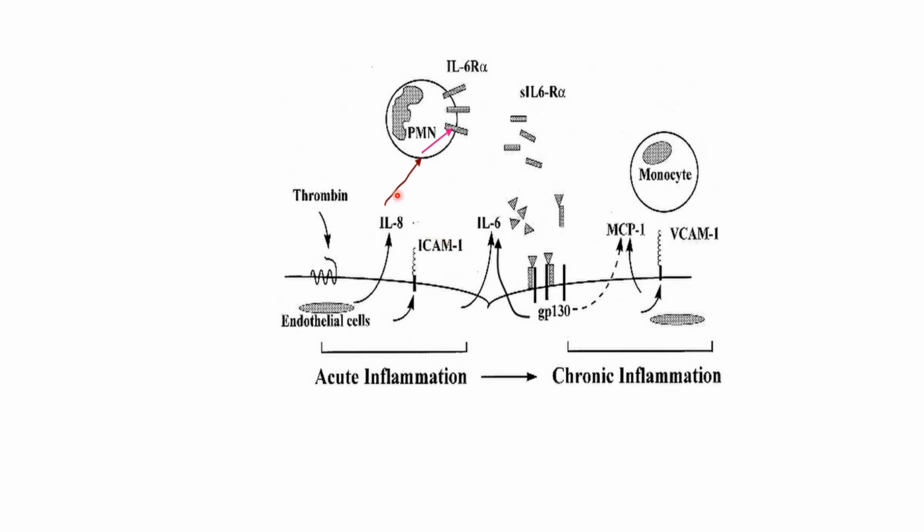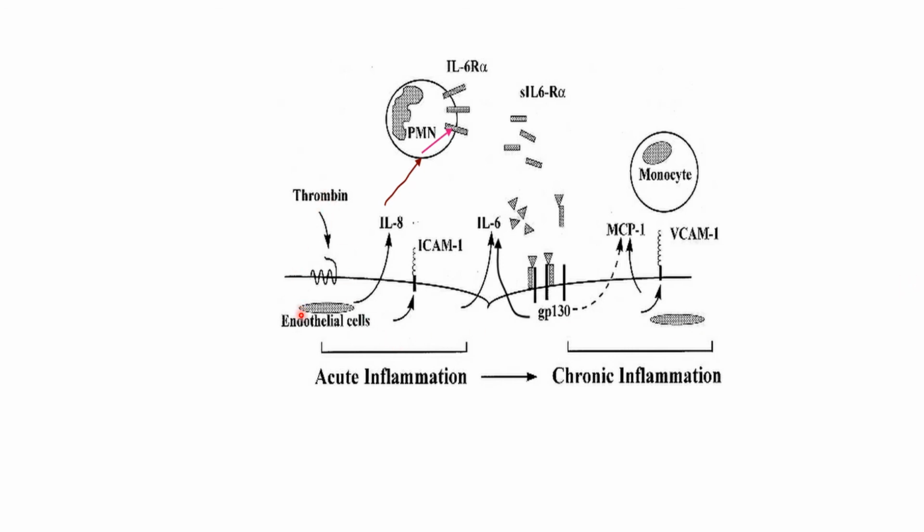This is trying to put some pathways together. Thrombin on endothelial cells produces IL-8, which will cause release of soluble IL-6 alpha receptor. This will then bind with IL-6, and then there will be further transduction leading to MCP production. There will also be acute inflammation changing to chronic inflammation. I'm not going into that today, but that lot could be happening.